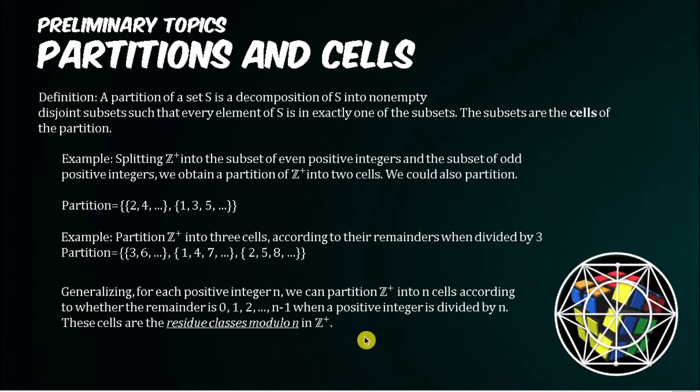We can generalize our two examples here for the set of positive integers. The set of positive integers can be partitioned into n cells according to whether the remainder is 0, 1, 2, until n minus 1. The cells that are created in this particular example are called residue classes modulo n in the set of positive integers. Of course, you can partition a given set in different ways. Our example simply focused on the positive integers and used the remainders.